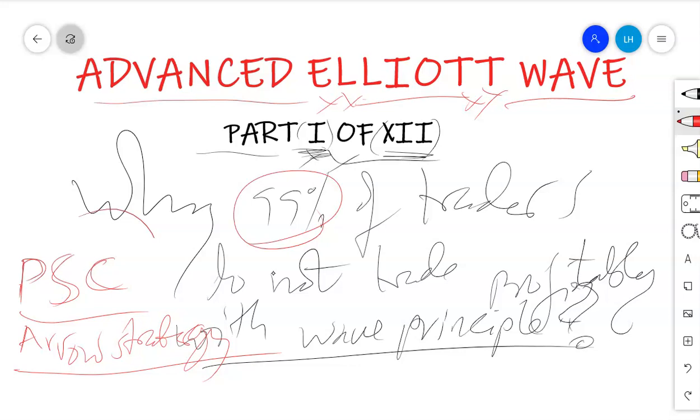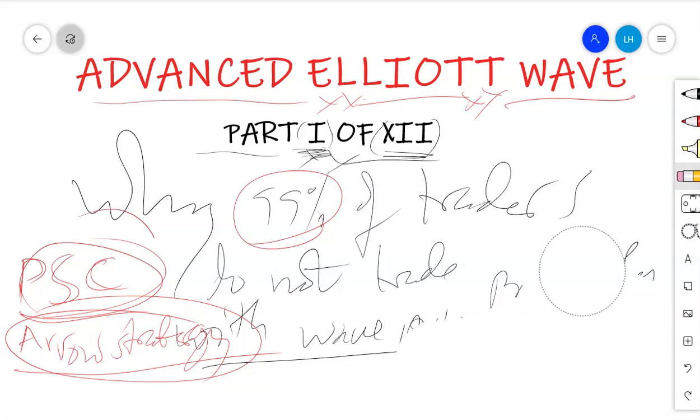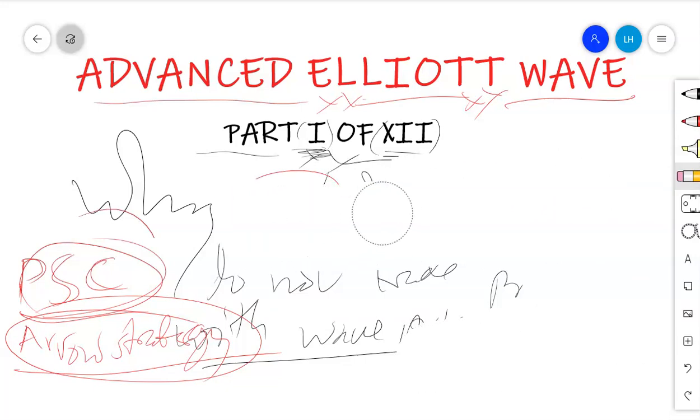Most traders learn the wave principle without creating the conditions on how the wave principle will guide them in trading. So if you need to use the wave principle as a trading strategy, make sure that you learn this. We have a video on the PSC, or the arrow strategy. Make sure that you visit this video if you need to trade with the wave principle profitably.